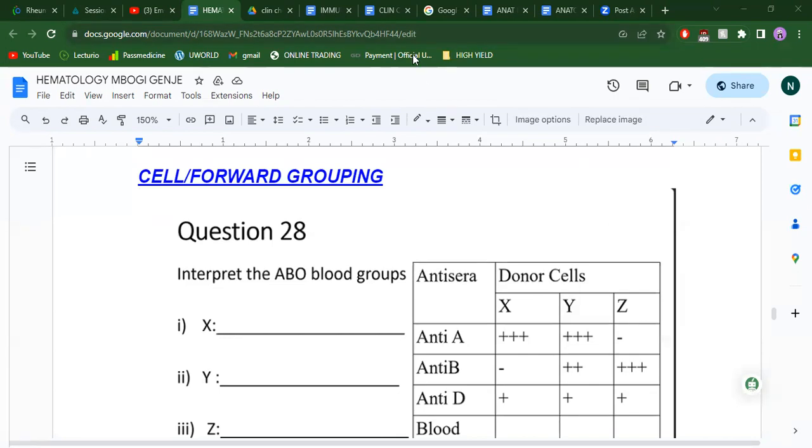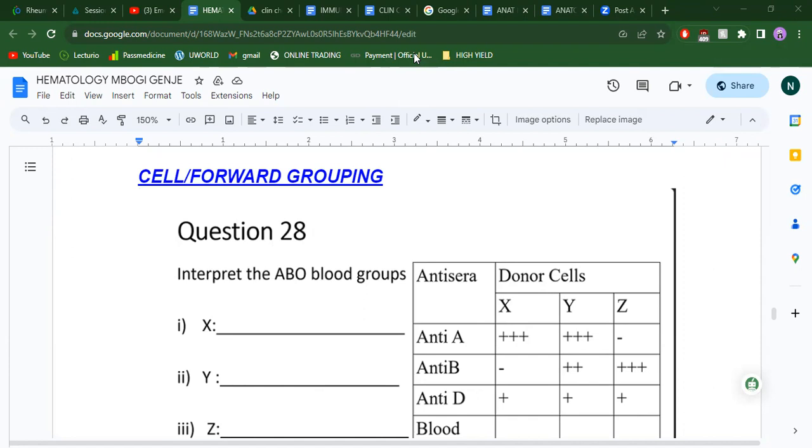AB negative, really? Another answer, B positive, close. So X would be B negative. What about Y? Please explain what forward and reverse grouping are.